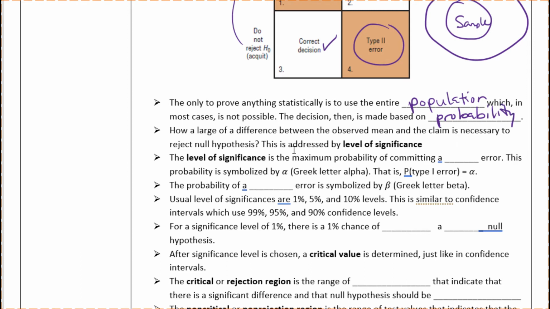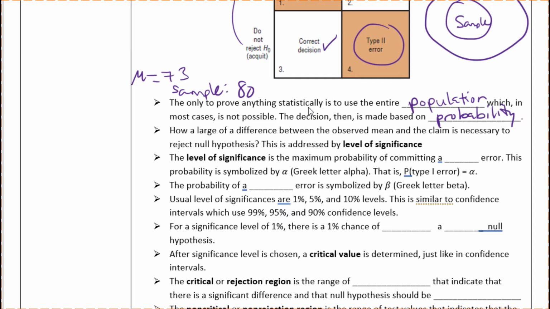So how large of a difference between the observed mean and the claim is necessary to reject a null? How much is significantly different? Like if I had mu is 73, and for my sample I got 80. How significantly different is that? Can I say that they're close enough that I can say that mu equals 73? Or do I have to say that it does not equal 73 because it's 7 off? Well, we're not sure.